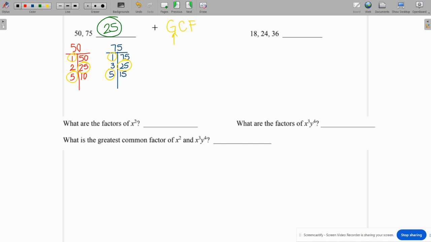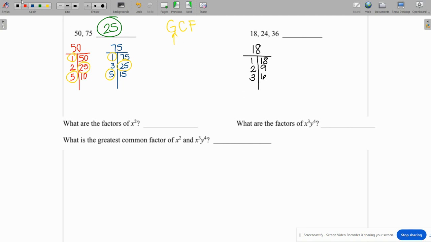Another way that you can do this is maybe only make the table for one of your values. I usually take the smallest one because that's going to be the smallest table of values, typically. So 18, what are the factors of 18? Those would be 1 and 18, 2 and 9, 3 and 6, 4 and 5 are not factors.